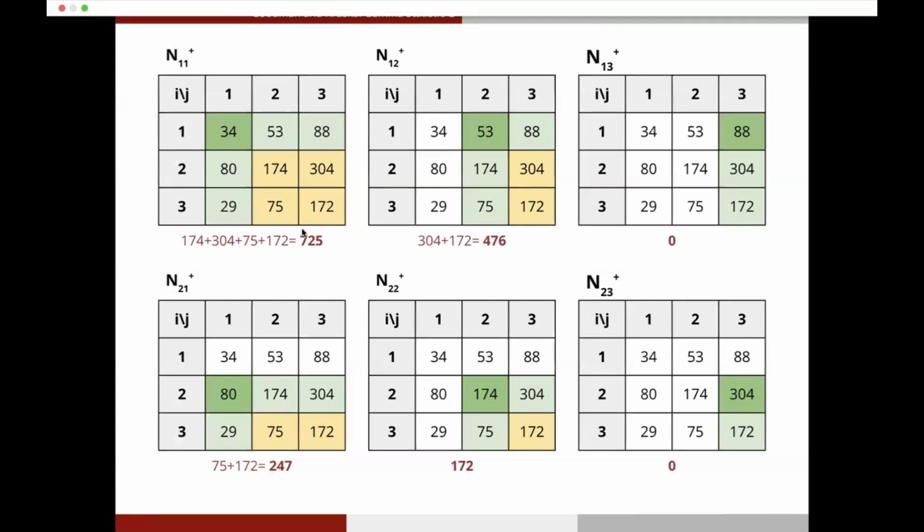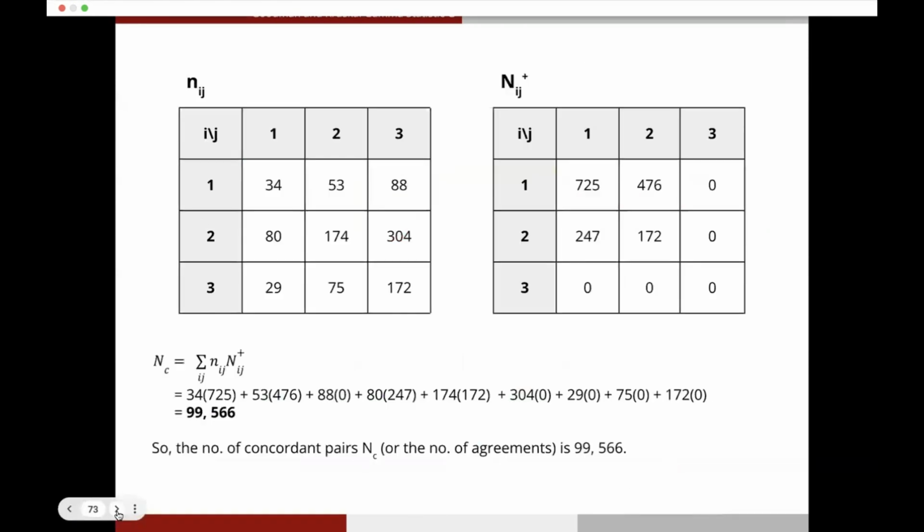Gagawin lang natin yung same procedure na yon para naman sa other Nijs. And mananotice din natin na yung rightmost column and yung pinaka-bottom na row ay puro 0 na. Ito, using the values here, plug in lang natin siya sa formula na to. We have 34 times 725, 53 times 476, and so on, giving us 99,566 number of concordant pairs, or also the number of agreements.